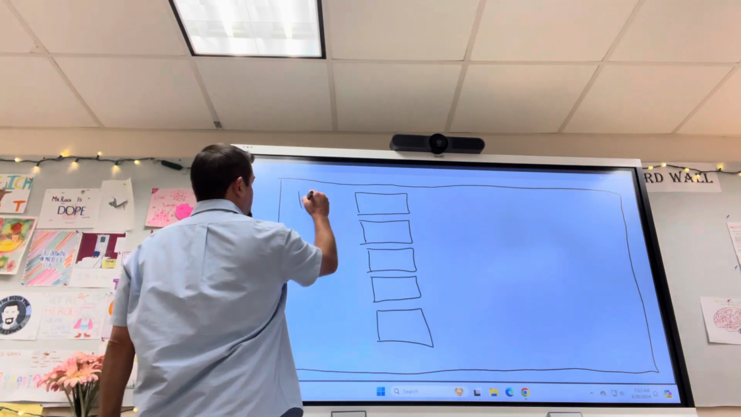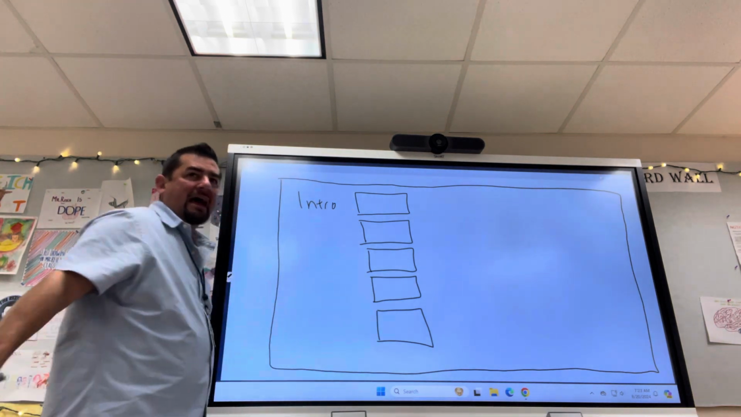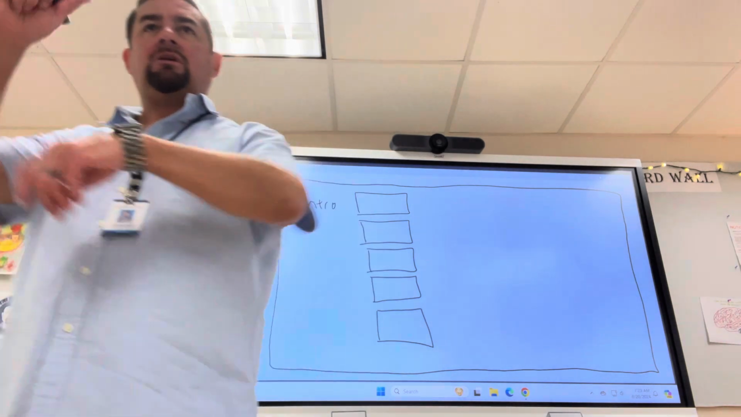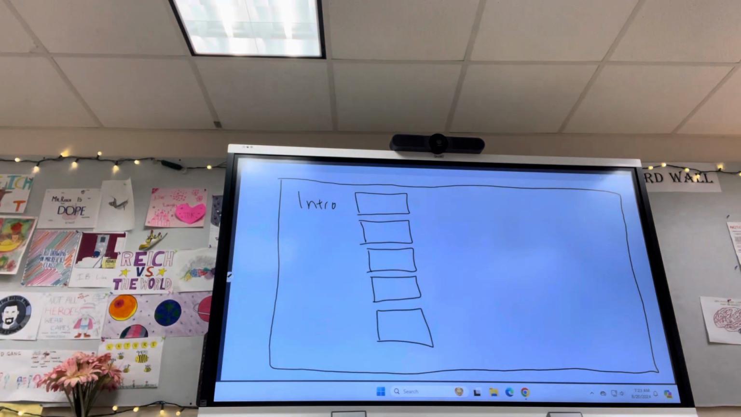Gotcha. All right, so this is sort of like the anatomy. So make sure you're copying these notes down, guys. Laptop's closed up. This is the anatomy of an essay, okay?